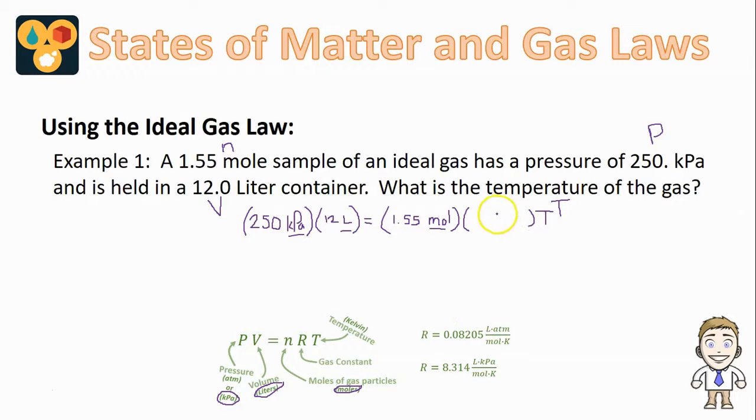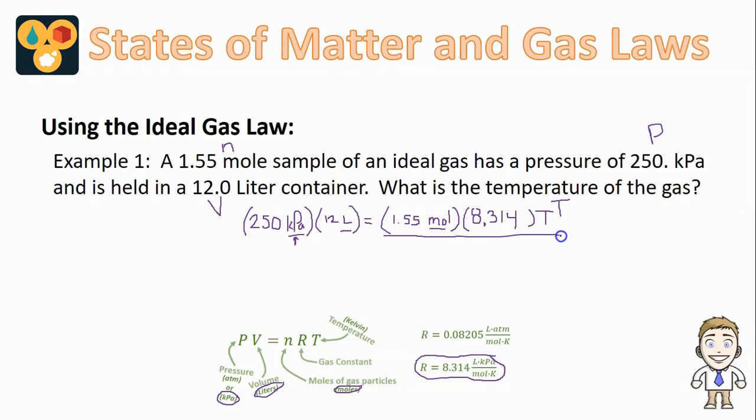The next thing I'm faced with is choosing an R value. Now remember, you can use either one, but we need the units to match. And it all comes down to my pressure here being in kPa. So to make life easy on you, make sure to use the R value that already has kPa. So we're going to plug in the 8.314 R value. So here's my final equation. The only thing left is the algebra to solve for T, temperature.